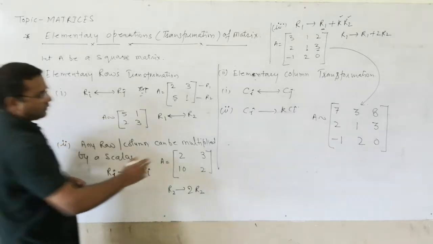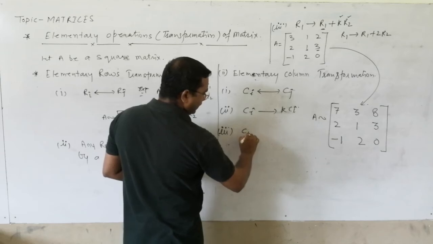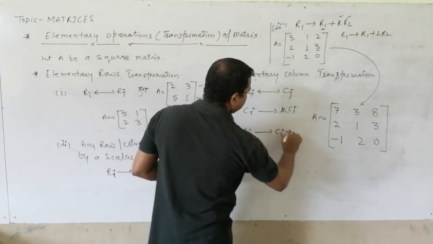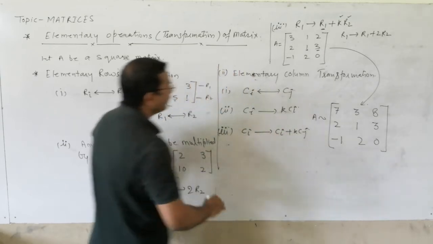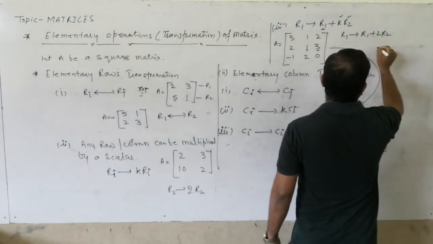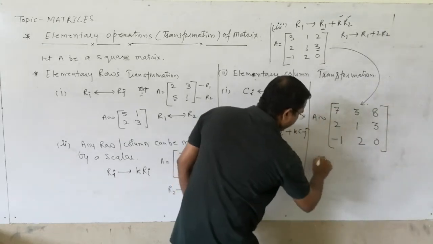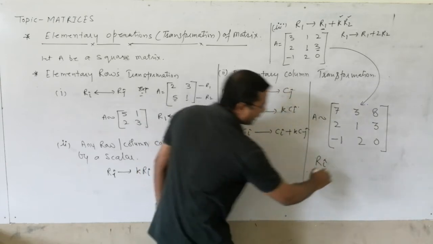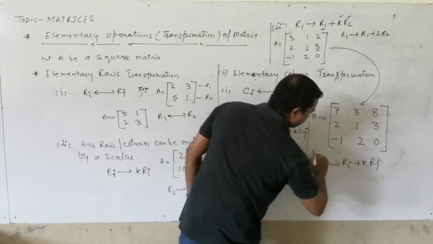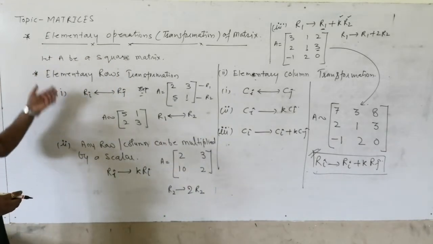So these are the three operations, and the same operation can be applied for the column also. We can write Ci plus K Cj. In general terms, for rows, you can write Ri we are changing to Ri plus K Rj. So these are the three operations or transformations we will have to understand.